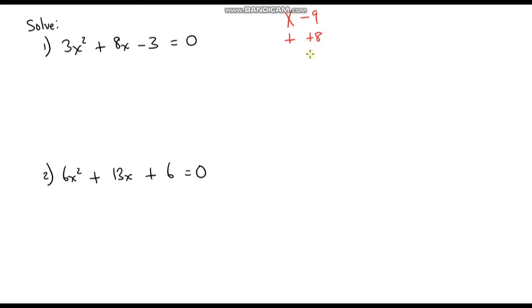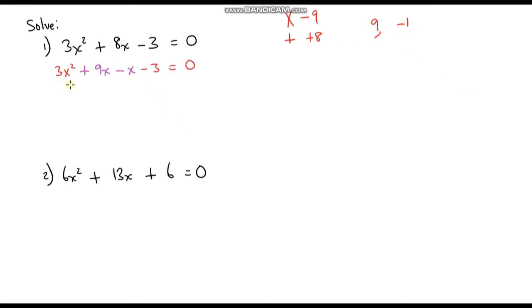Which two numbers are they? So it looks like it's going to be 9 and negative 1. 9 and negative 1, let's just check. 9 multiplied by negative 1 is negative 9, and 9 subtract 1 is positive 8. So I'm going to rewrite this whole equation, but instead of writing plus 8x, I'm going to split that up into plus 9x minus 1x.